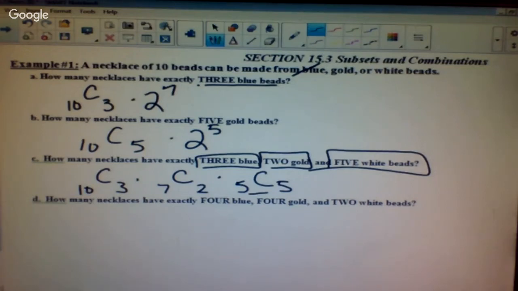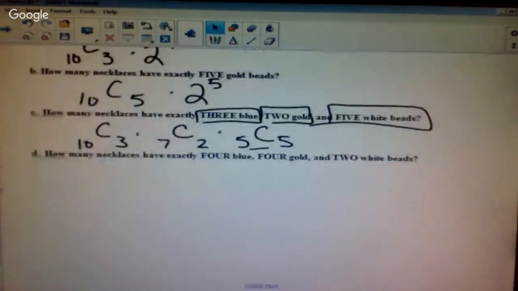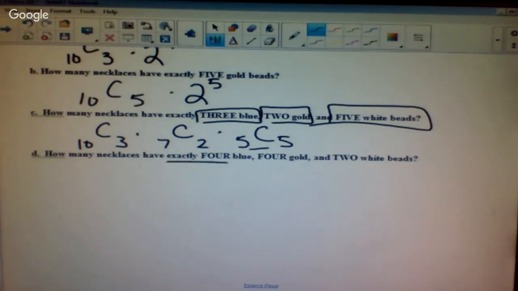Okay. Finally, the last one then. How many necklaces have exactly 4? Write exactly 4. What does that look like as a combination? 10C4.